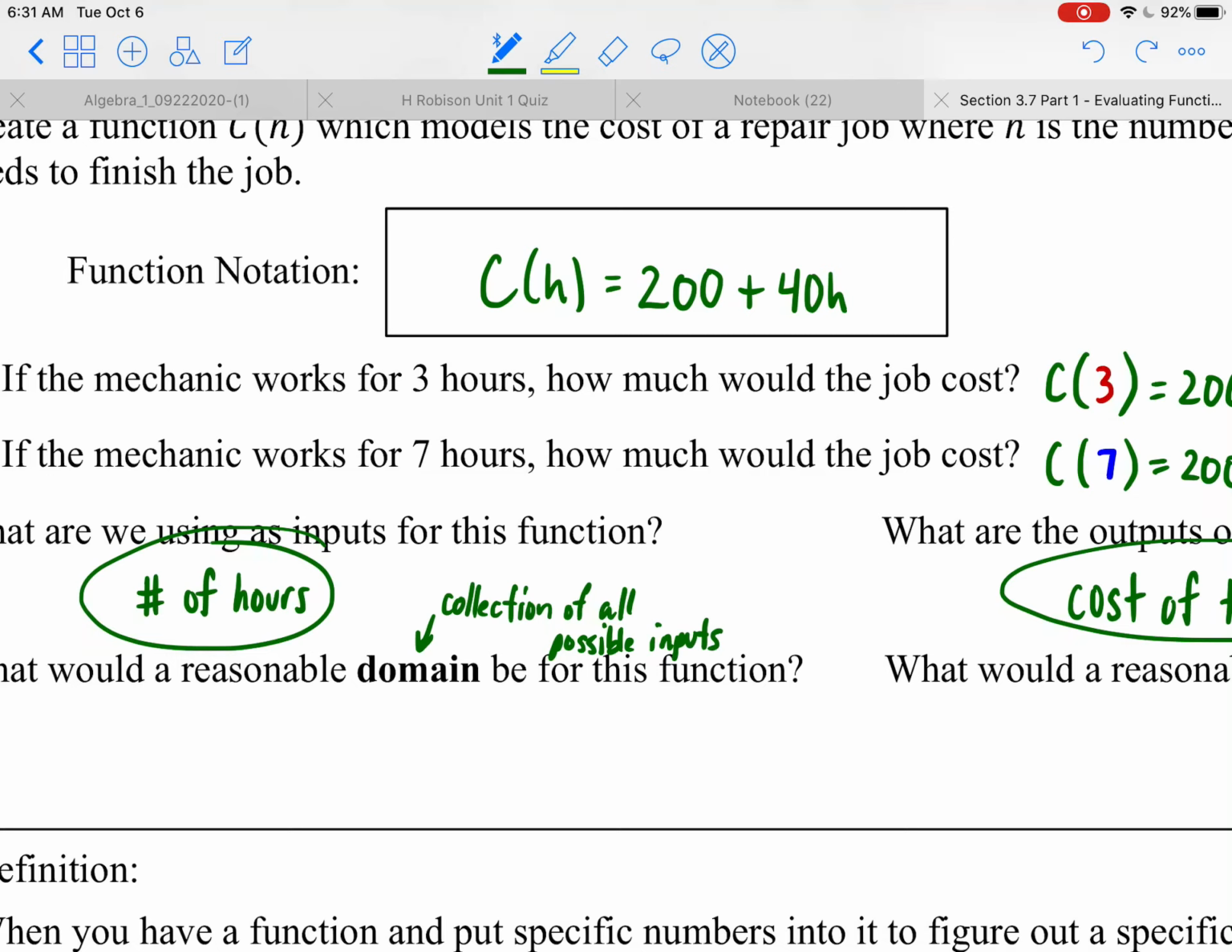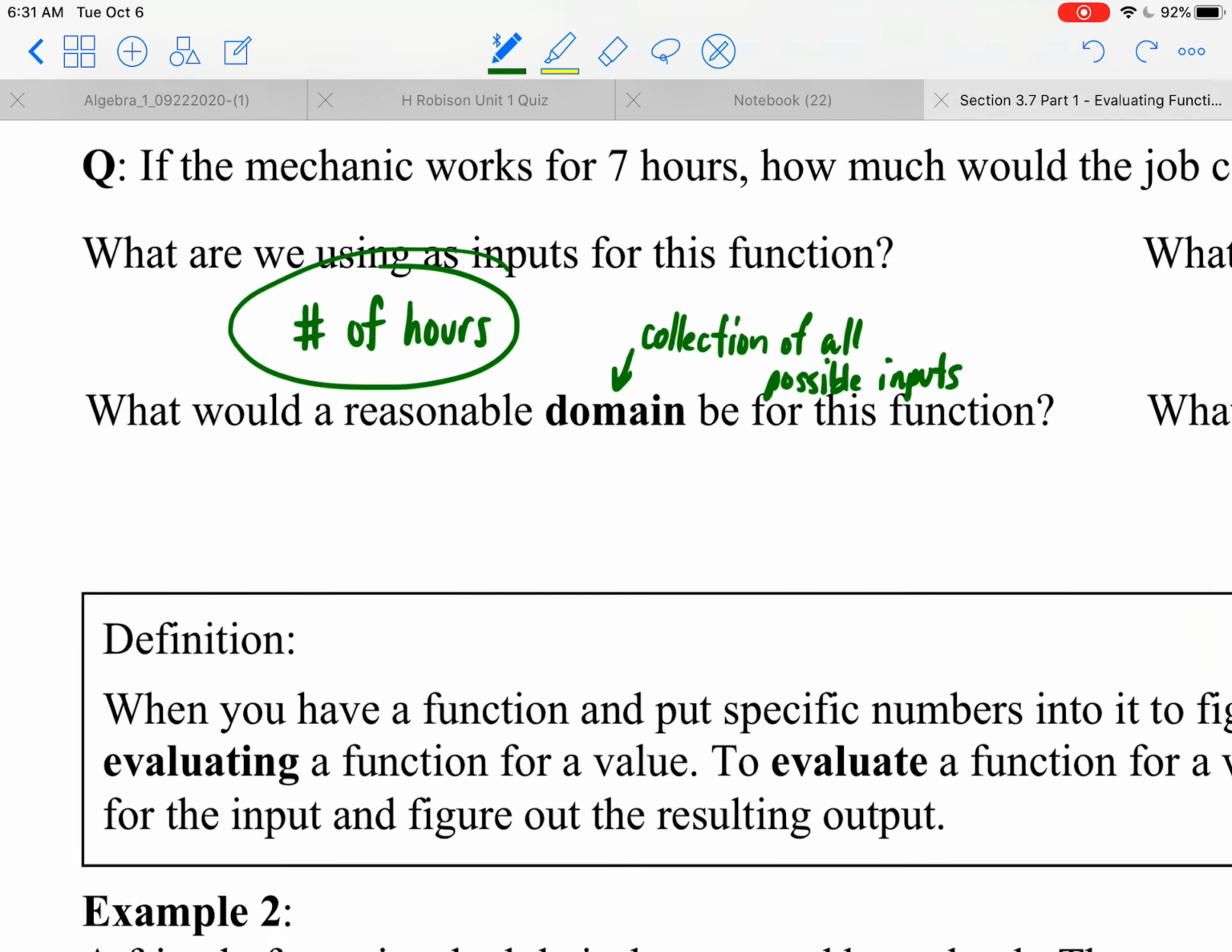Right? Could they work on it for 0.1 hours? For a muffler fix, I think it's more than that, right? I think it takes more than 6 minutes to replace a muffler. So this is going to vary depending on your opinion. There's no hard and fast answer here.